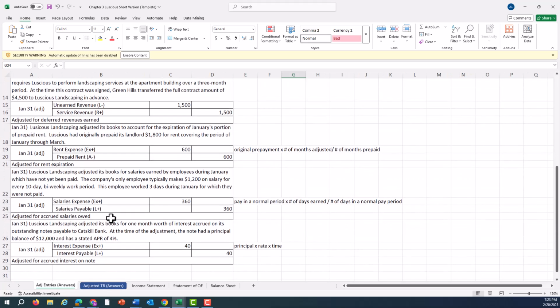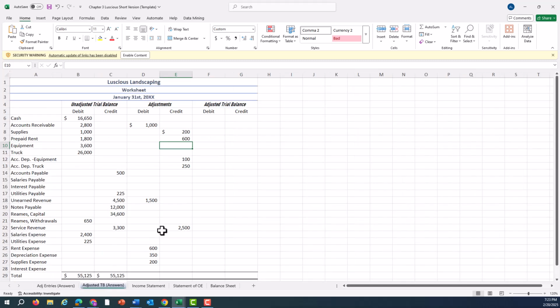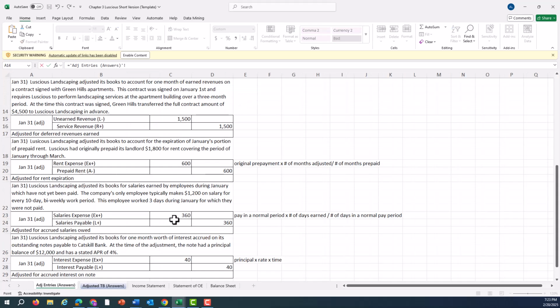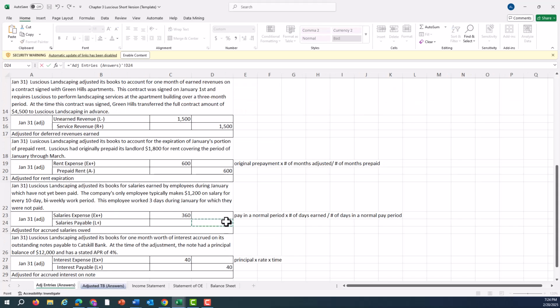We have in this adjustment a $360 debit to salaries expense and a $360 credit to salaries payable. So let's put those numbers into our adjustment section. Salaries expense gets a $360 debit, while salaries payable gets a $360 credit. So I found salaries payable. I need to have it as a credit in my adjustments. And let's click on that 360 and hit enter to bring it over.